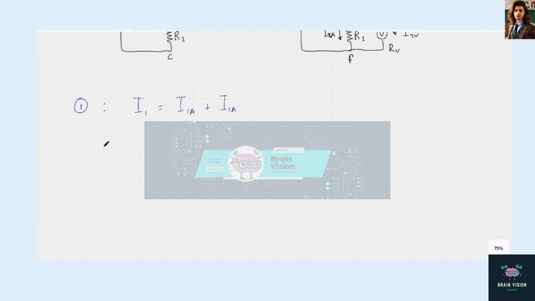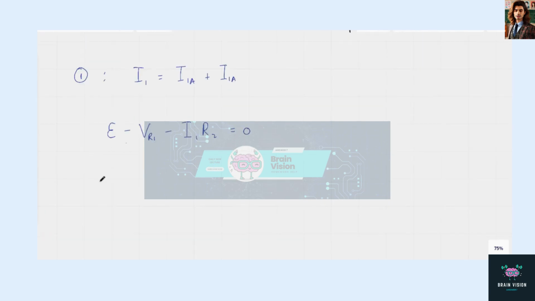We can also use our loop rule, and we see that epsilon minus VR1 minus I1 R2 is equal to 0. This implies that the current I1 can be written as the EMF epsilon minus VR1 over R2.